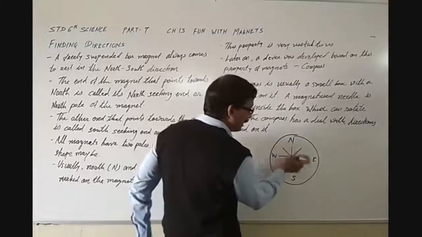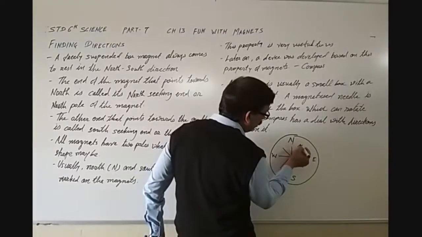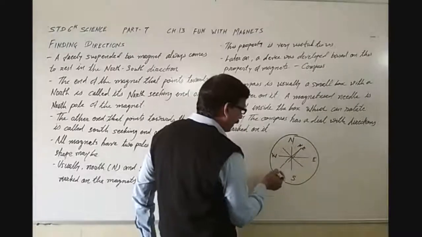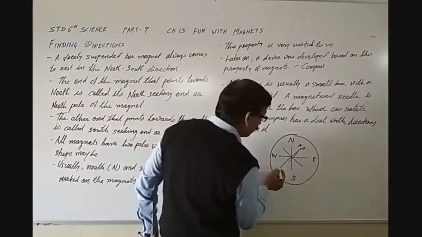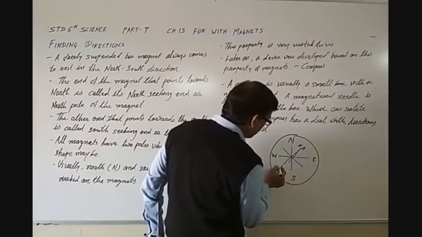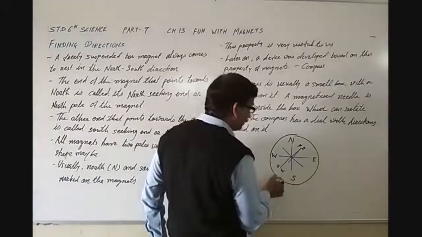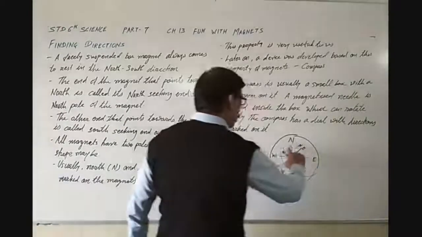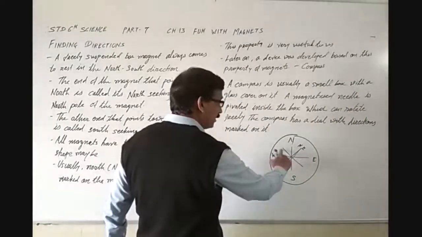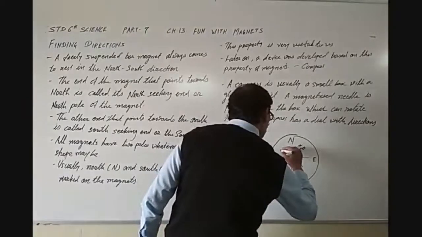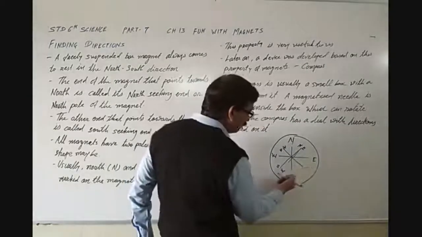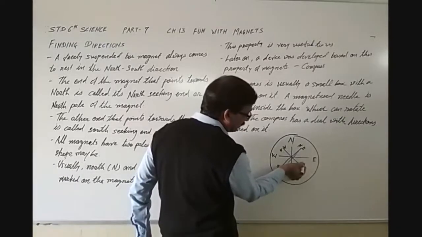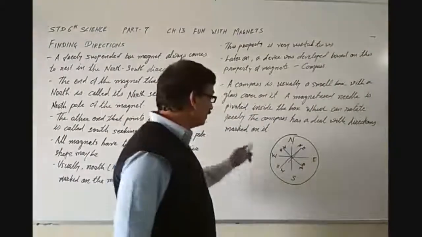I can say this is northeast, and this is southwest. This is south and west. Here we can see north and west, and this one is south and east. So it is something like that.